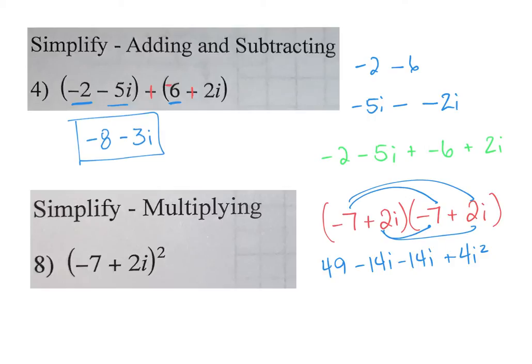Remember, i squared is -1, so it's going to change this to just -4. All right, and then you can combine your like terms. 49 minus 4 is 45, and -14i minus 14i is -28i, and that would be your answer.